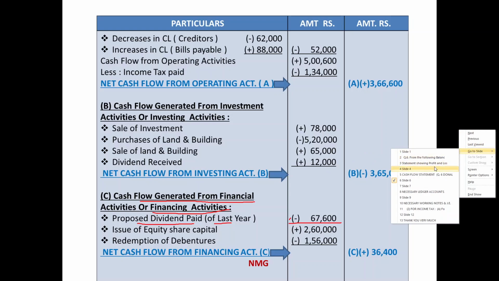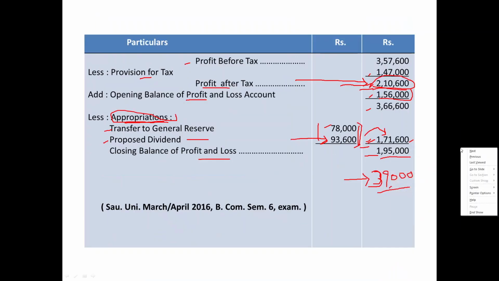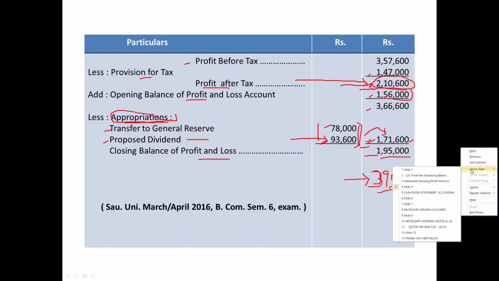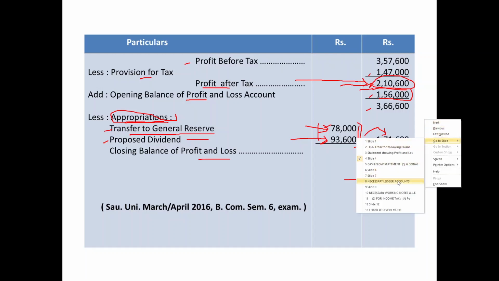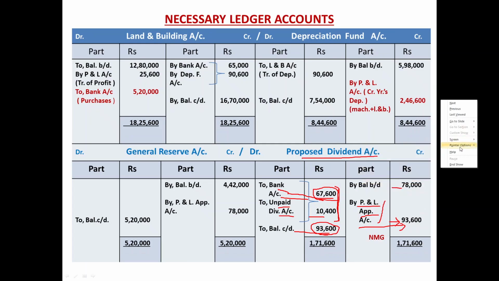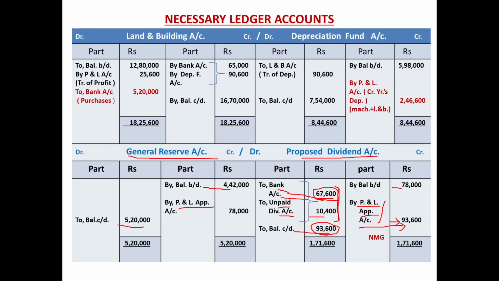Let us verify the profit and loss account once again. We are going in reverse, bottom to top. Transfer to general reserve 78,000. You know the journal entry that would have been passed for this particular transaction: profit and loss appropriation account debit to general reserve account credit 78,000. GR account, opening balance 4,42,000, closing balance 5,20,000. This is the posting: profit and loss appropriation debit to GR account credit 78.